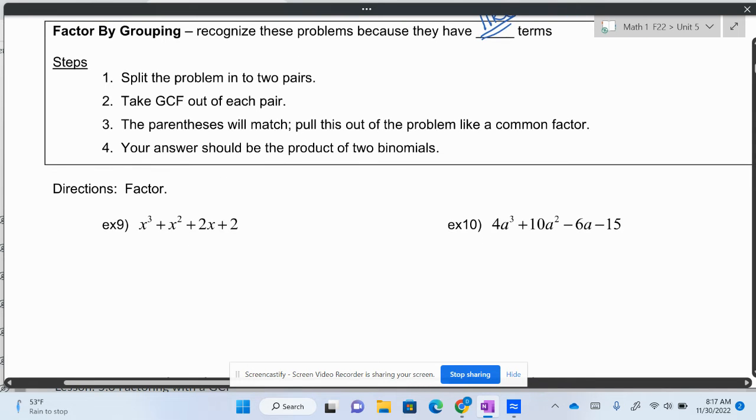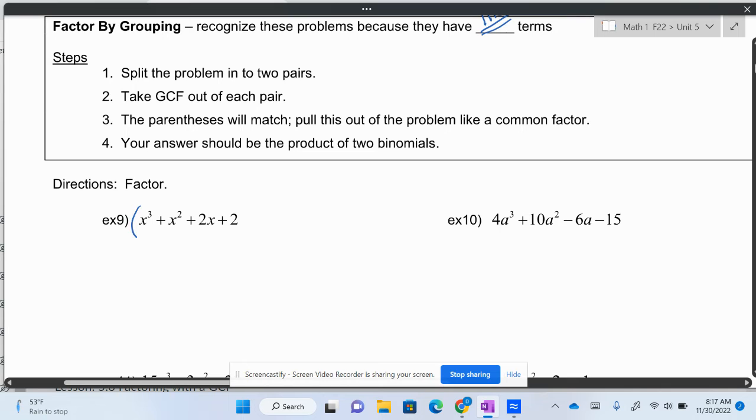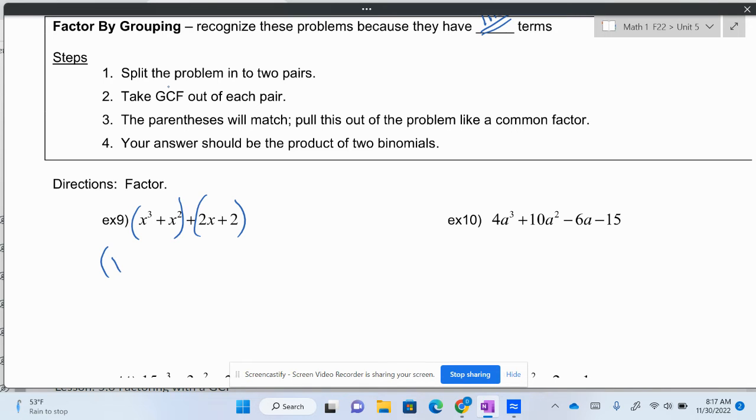So let's look at this first example. I'm going to rewrite this kind of like this. So I'm going to write it as parenthesis x cubed plus x squared plus 2x plus 2.